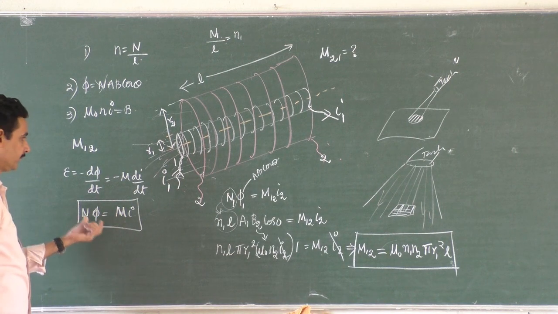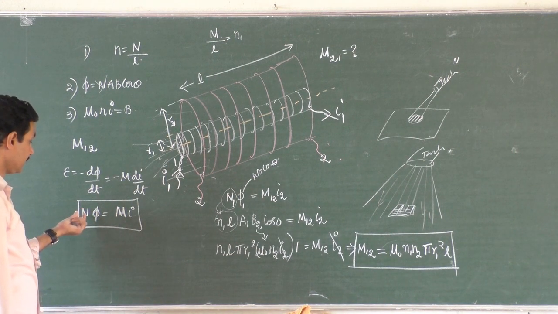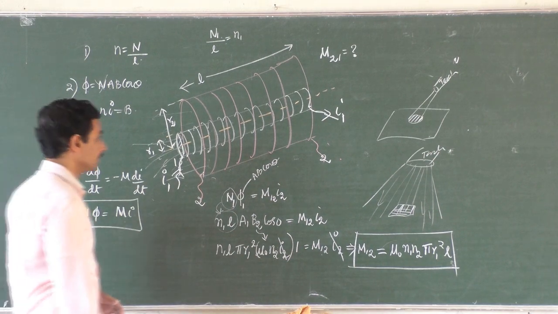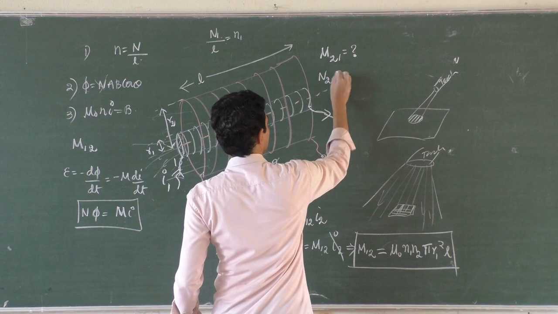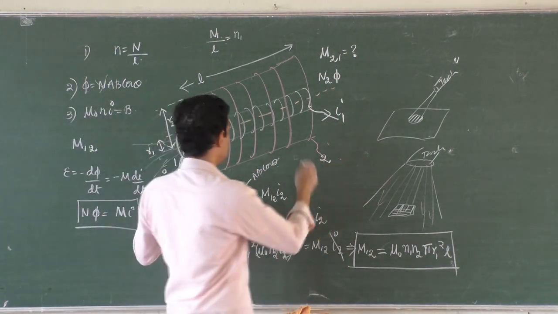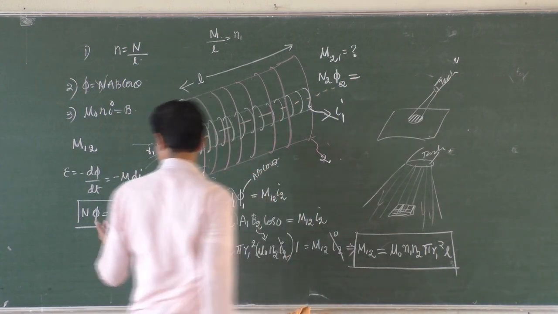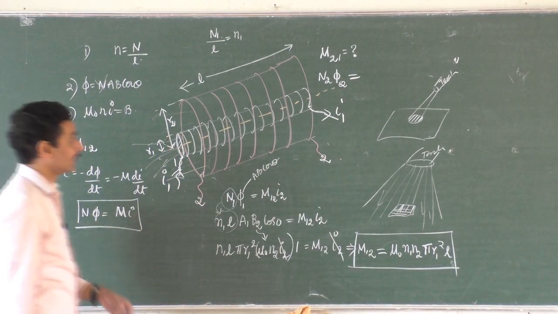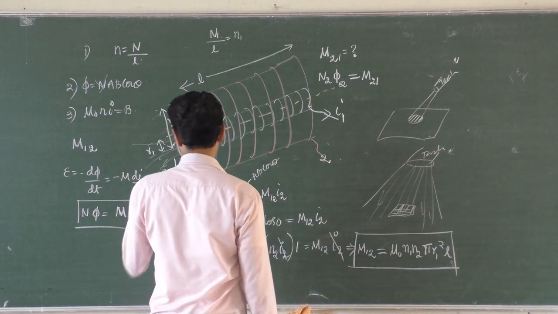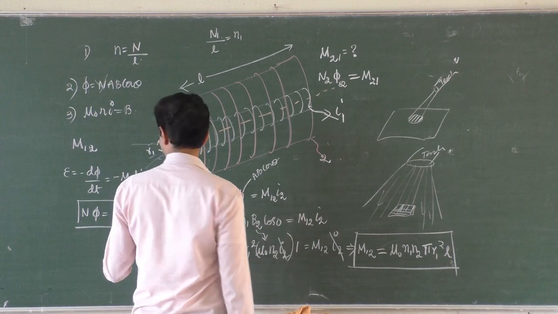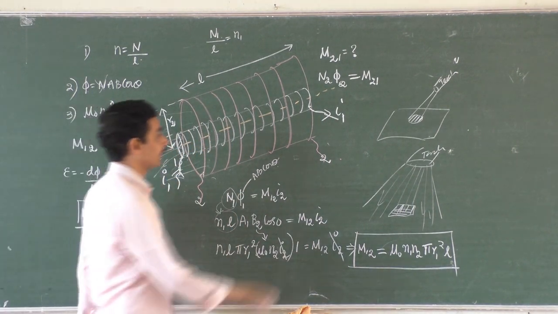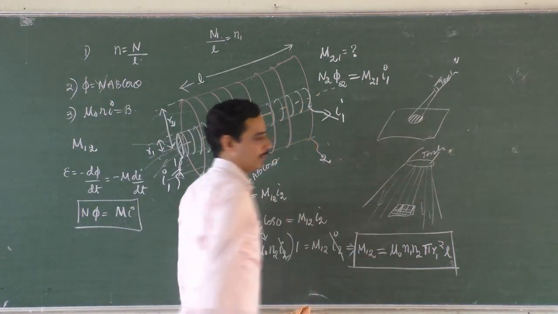Now we have to write this formula. What is this one? The number of turns of the coil which is enjoying the flux, that is the outside coil, coil number 2. Coil 2 is enjoying the flux. N2 phi 2 is equal to the mutual inductance of the secondary coil with respect to the first coil, M21, into I, and what is I? I is the one which passes through the now inside coil. We are passing current to the inside coil, I1.